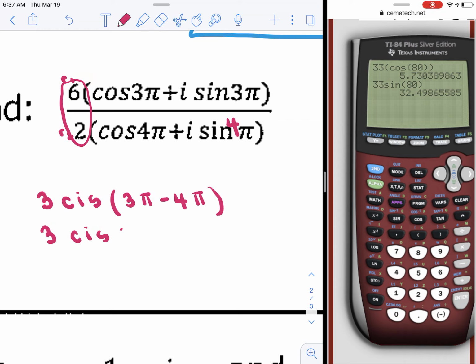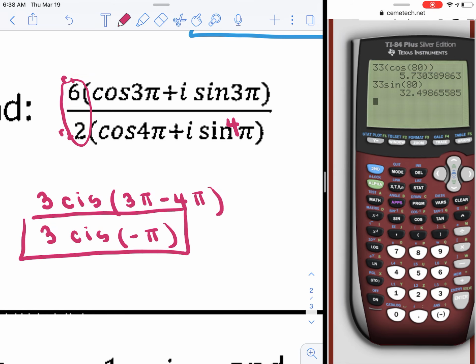It's done. Okay, and then we get this negative pi. So in trig form, this would be your final answer.